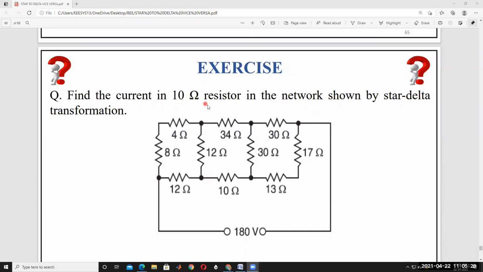Find the current flowing through the 10 ohm resistor in the network by using star to delta transformation. Don't disturb this 10 ohm resistor. Keep it as it is. By using star to delta or delta to star transformation techniques, reduce this network and find the current flowing through the 10 ohm resistor. It's clear, understood?